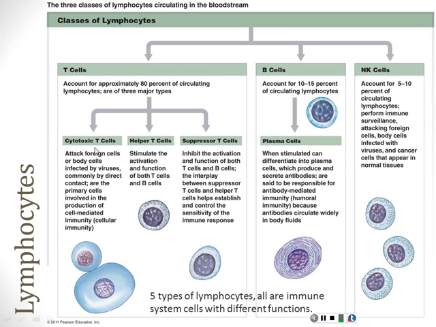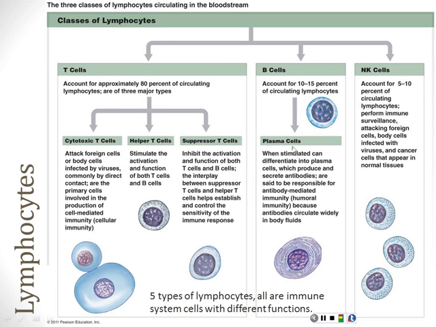So that's one group. The helper T cells are called helper cells because they help the immune system do a better job. So they're assisting. And then the suppressor T cells do just what their name implies, and that is they suppress. So what do they suppress? The immune response. Suppressor T cells help to control how active the immune system is. All right, so 3 types of T cells.